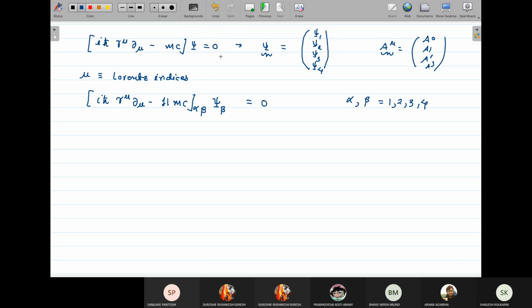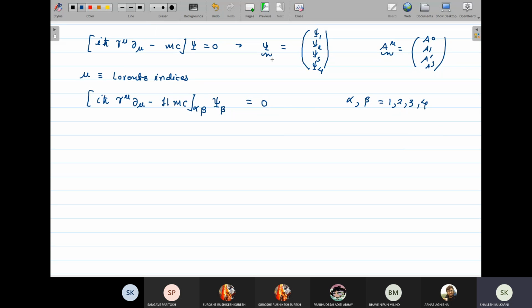So you can say that these are the internal indices. This is what is known as internal indices. 1, 2, 3, 4 are not Lorentz indices. I repeat, these 1, 2, 3, 4 are not the Lorentz indices. So you should not write psi 1 as lambda 1 mu psi mu to psi 2. This is incorrect. It has no meaning. I hope it is clear.